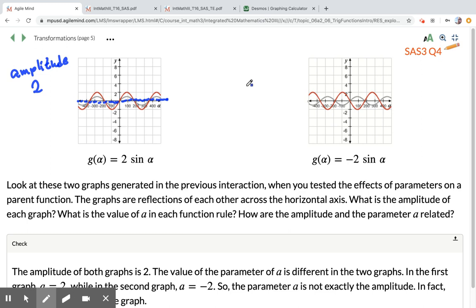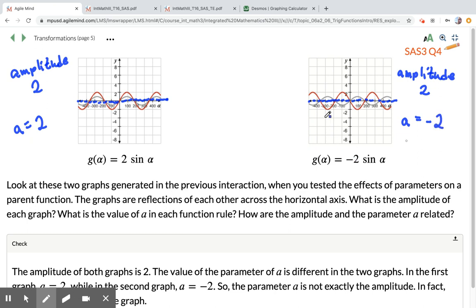If I do the same thing over here, and again, you don't have to, but you can draw on your midline, which is basically just your x-axis, I'm going from my midline to my maximum, and according to the graph, that is 2. So this one also has an amplitude of 2. They both have an amplitude of 2. The next thing the question asked us for is our A value. Looking at the function itself, remember the A value was the number out in front, and that's a 2. So this one has an A value of 2, and this one has an A value of -2.